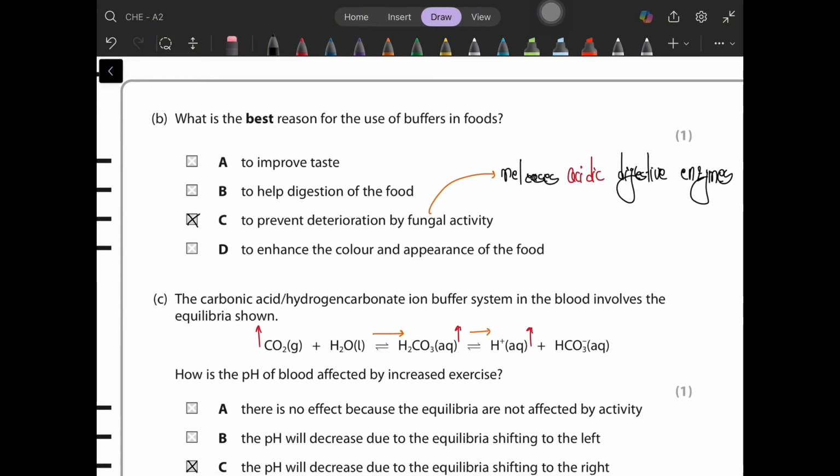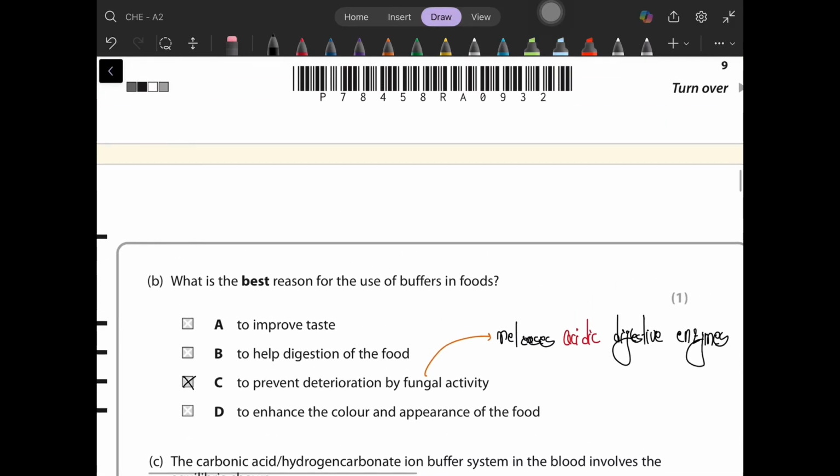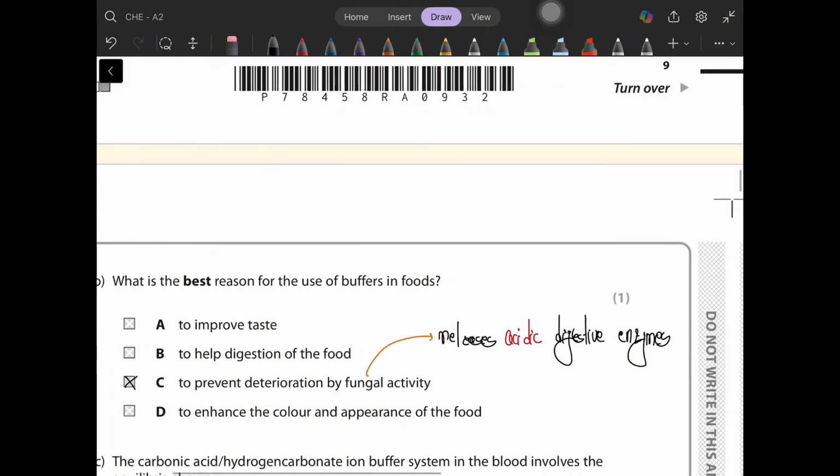Now, what is the best reason for the use of buffers in foods, right? To improve taste? No. To help digestion of the food? No. To prevent deterioration by fungal activity, right? Because basically the fungal activity is going to release acidic digestive enzymes to digest the food, right? So whenever there is a buffer, it would prevent the acids from destroying the food.